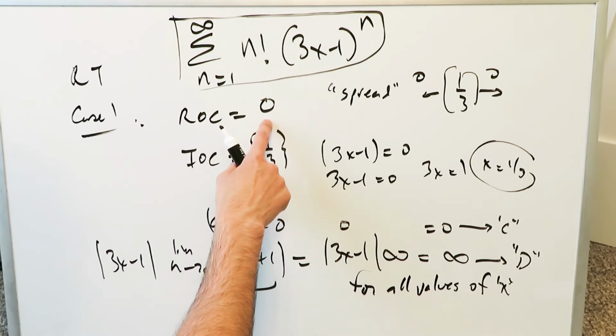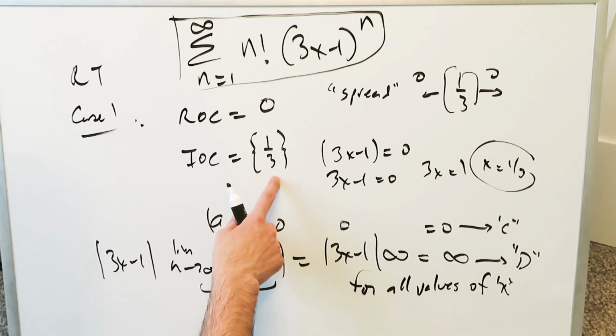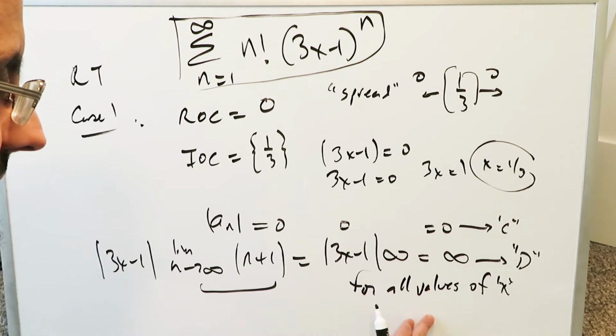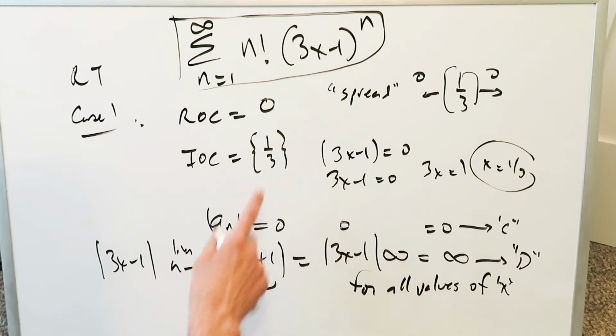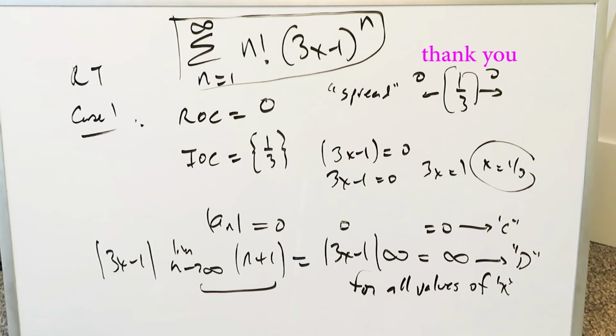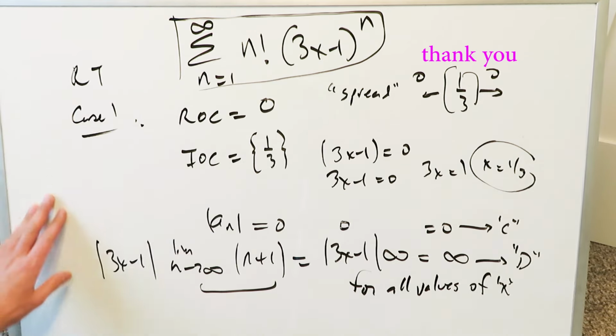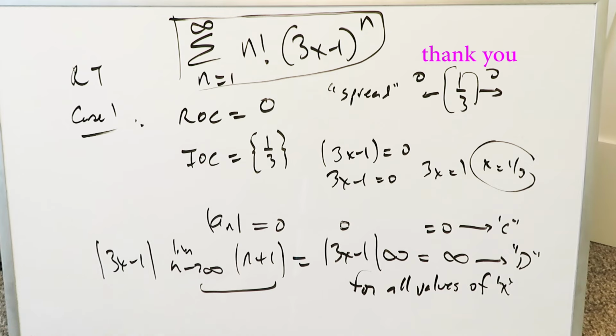You have a radius of convergence of 0, you have an interval of convergence of 1 over 3. You can verbalize everything as such. Your power series is divergent for all values of x, except if x were equal to 1 over 3, you see convergence. And that would be it for this video. We will keep it to this one single question. Here we're seeing a case 1 style of question with regards to power series.